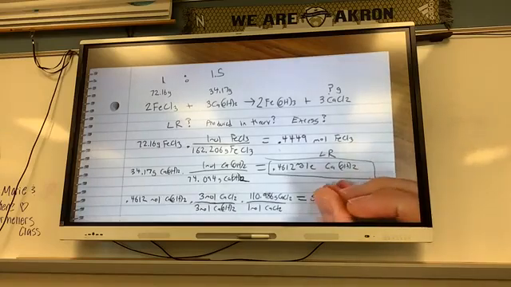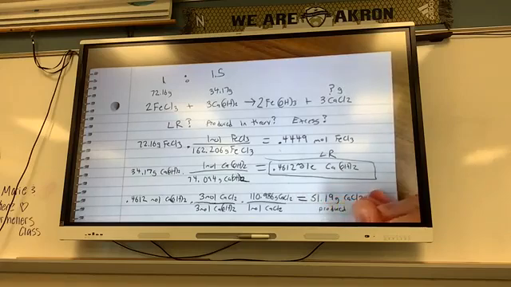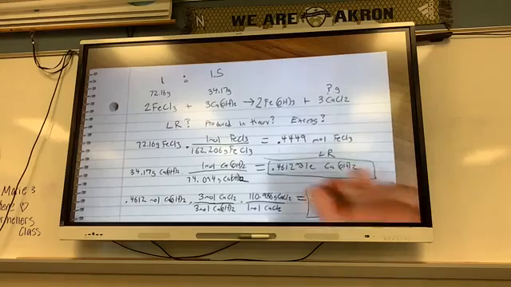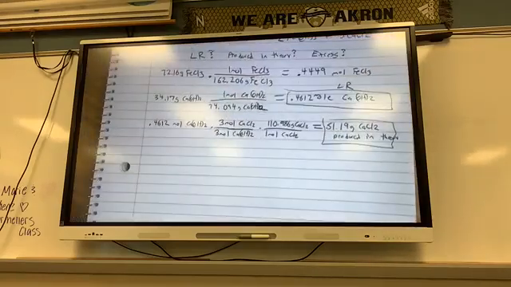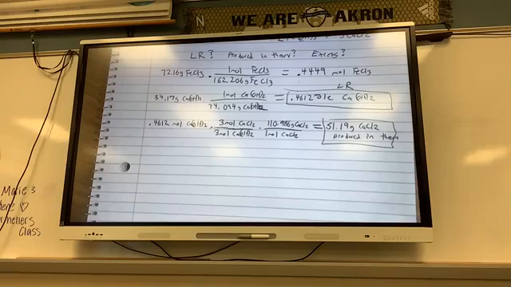51.19 grams of CaCl2 produced in theory. That means in a perfect world, without any external factors, this is how much we should get. Do we usually get that much? No. Which means we then have to solve for what? Not percent error, percent yield. So we'll do that on the next one.